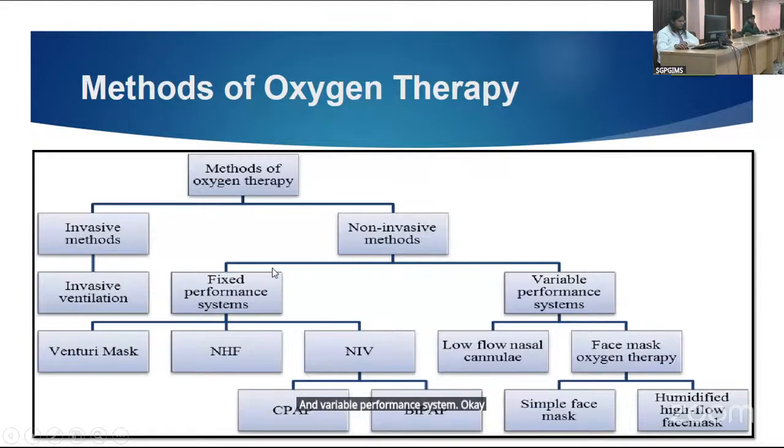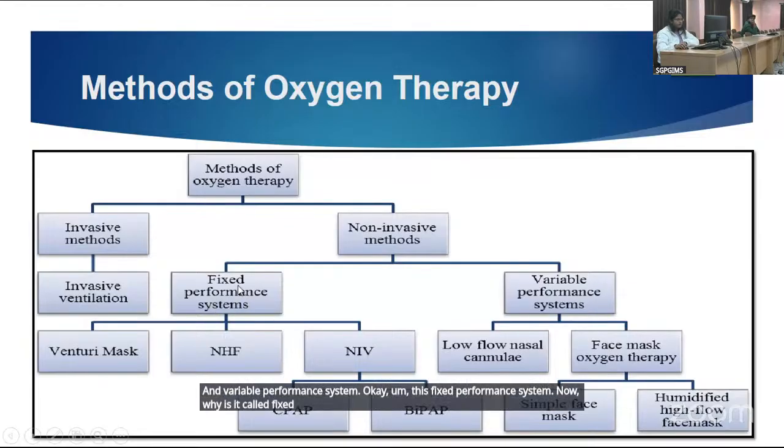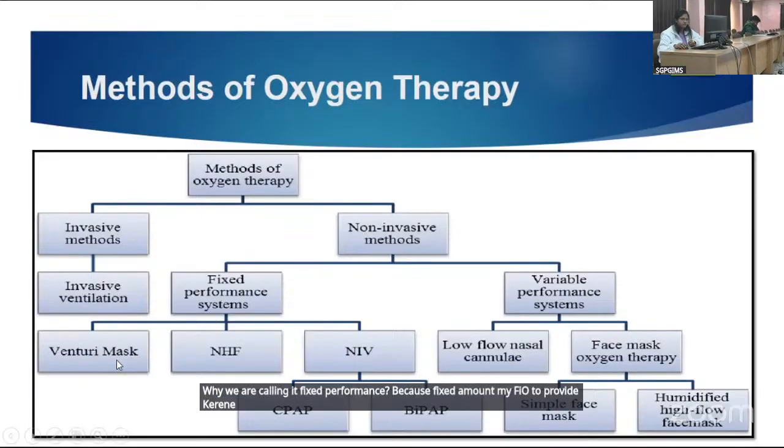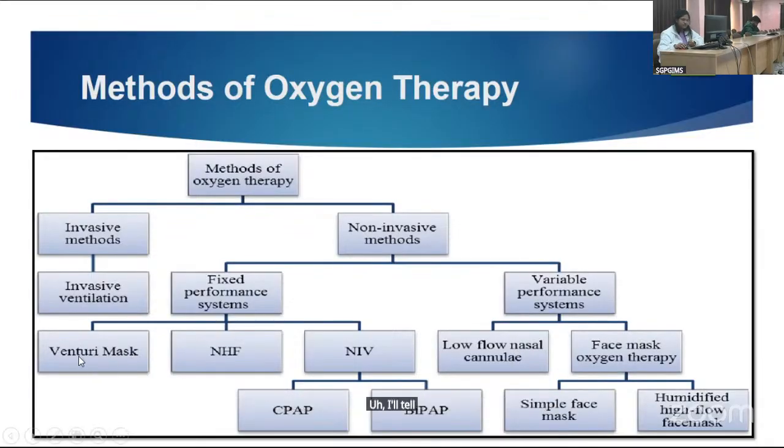This is the fixed performance system. Now, why is it called fixed performance system? Because it is again classified as venturi mask, high flow nasal cannula, and NIV. Why are we calling it fixed performance? Because हम एक fixed amount में FiO2 provide करेंगे through these devices. I'll tell you about this venturi mask later on. Again, this NIV is divided into CPAP and BiPAP.